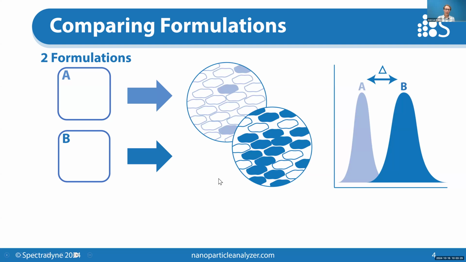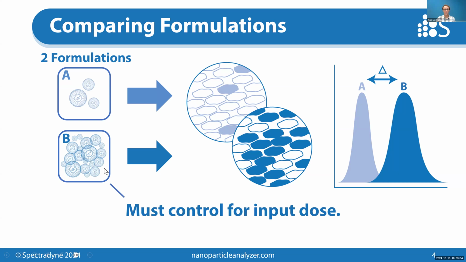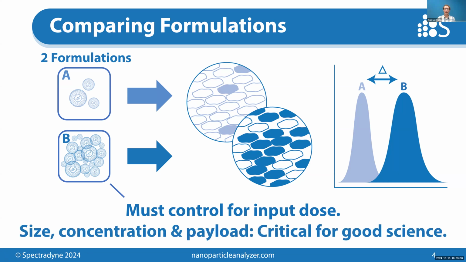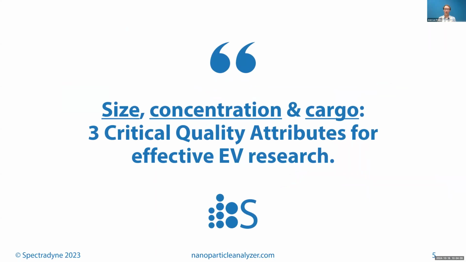So it's critical in an experiment like this, first to normalize, to control for the amount of dose, for the dose of the formulations you're putting on the test system, right? Formulation A and B will, of course, yield different results if you put on, say, 10 times as much of formulation B on your test system, right? So it's really important to measure the size, concentration, and the payload of this input formulation before you do this kind of measurement. Otherwise, you're not doing good science, right? So there's a critical need for accurate measurements of size, concentration, and cargo, and that's where Spectradyne comes in.